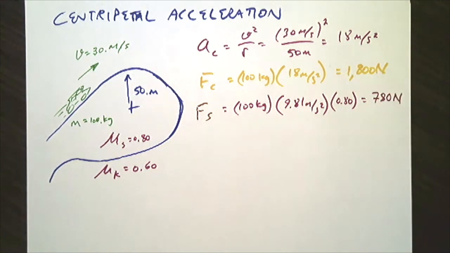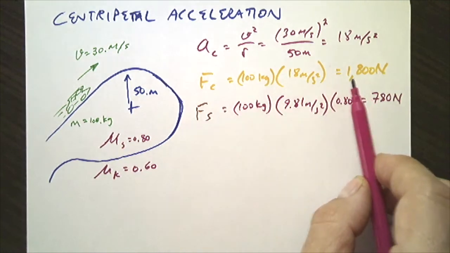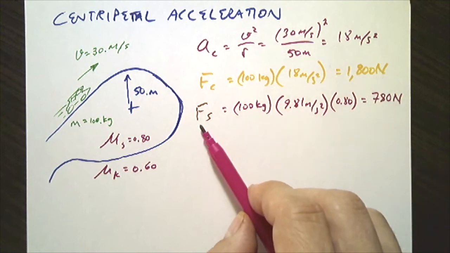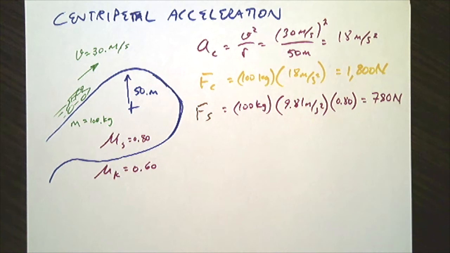So what happens? The centripetal force is 1,800 newtons. It's larger than the static friction, so you will fly off the road. This is the force that is exerted on the tires to keep the car from sliding off the road. The car will not make the corner, so slow down, or make a wider turn.